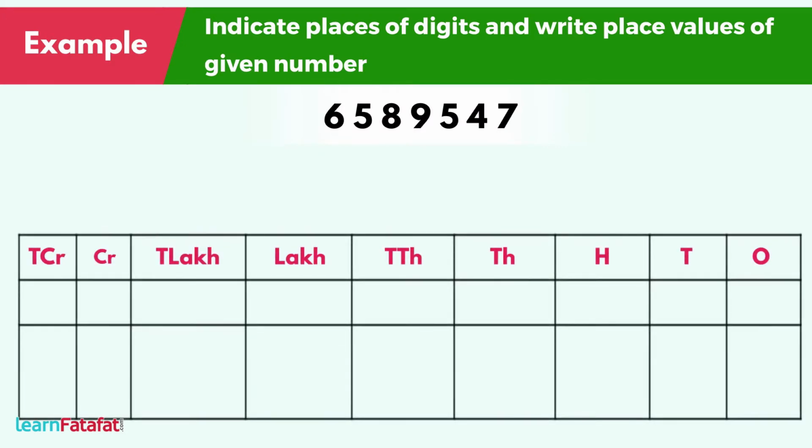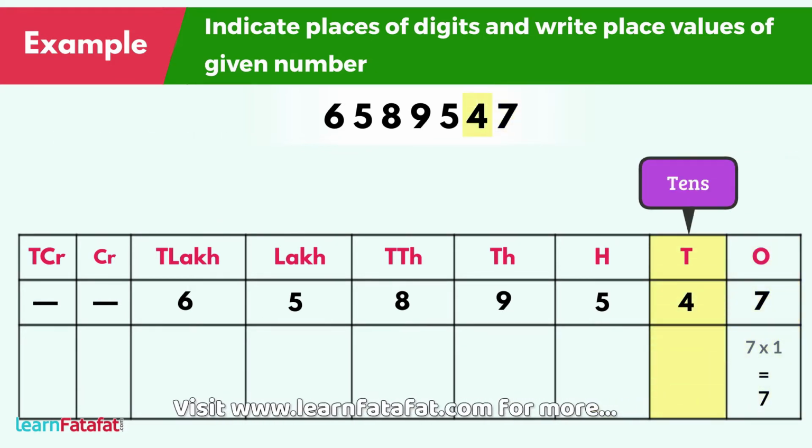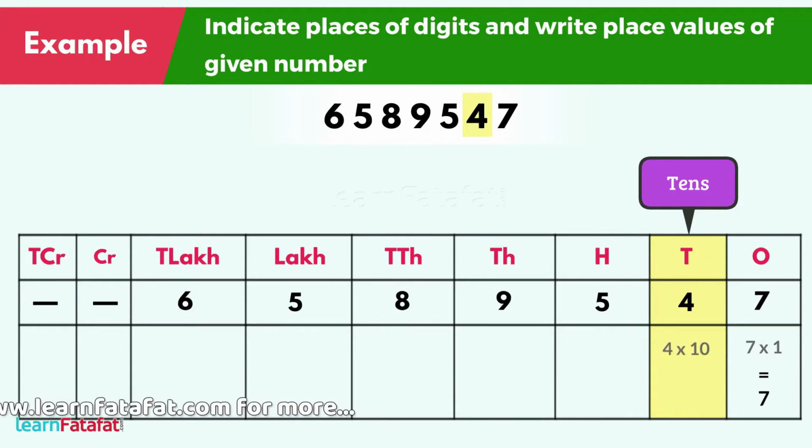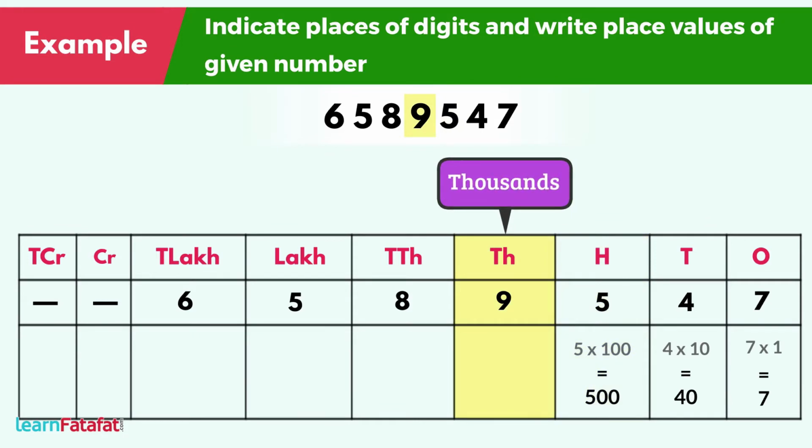Places of digits are: rightmost digit 7 is at units place or also called ones place and has place value 7. Next digit 4 is at tens place and has place value equals to 40. Similarly, 5 is at hundreds place, so place value is 500. 9 is at thousands place, so place value is 9000.